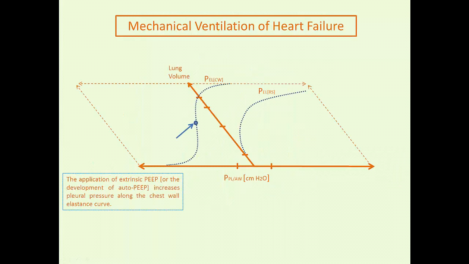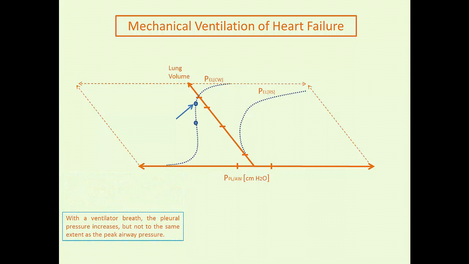So let's talk about mechanical ventilation of heart failure in terms of the left ventricle. Again, we'll go through this thought experiment. Functional residual capacity, you apply PEEP, your intrathoracic pressure increases along the chest wall compliance curve in this passive sedated patient. This is pleural pressure or airway pressure when we're dealing with the respiratory system compliance, as discussed previously, in centimeters of water. 0, this is positive pressure.